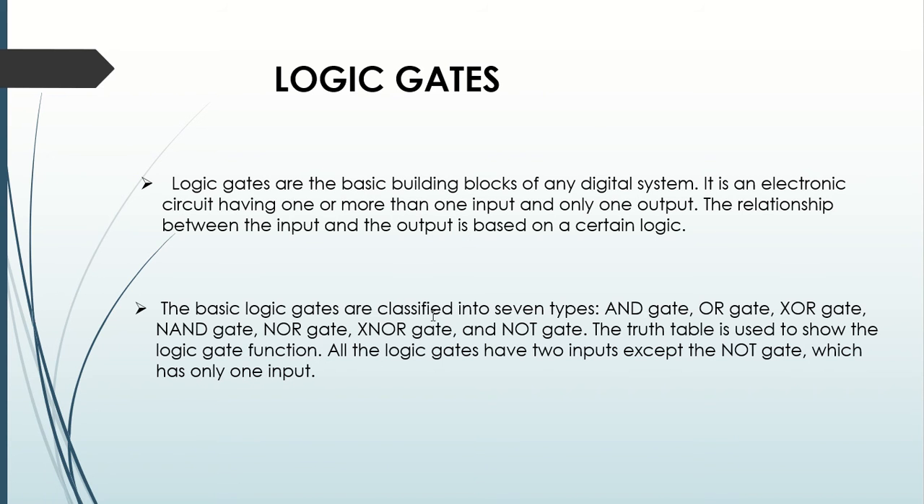The basic logic gates are classified into seven types. They are AND gate, OR gate, XOR gate, NAND gate, NOR gate, XNOR gate, and NOT gate. The truth table is used to show the logic gate functions by listing all the possible values the function can attain. All the logic gates have two inputs except the NOT gate, which has only one input.